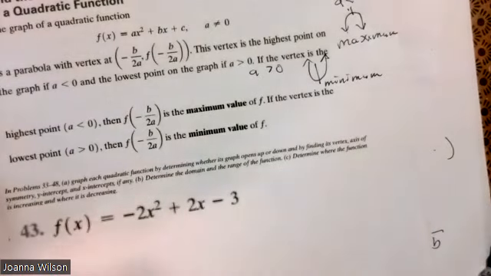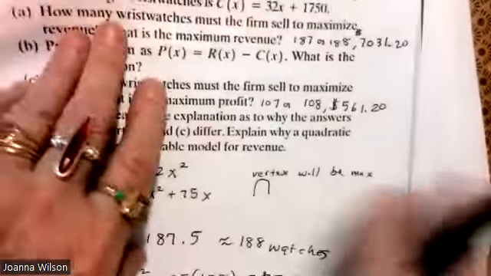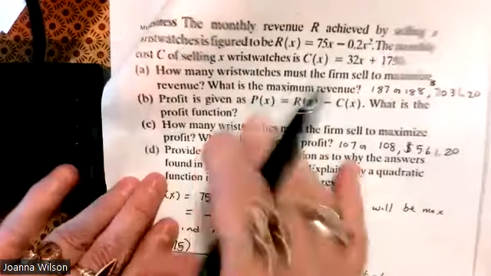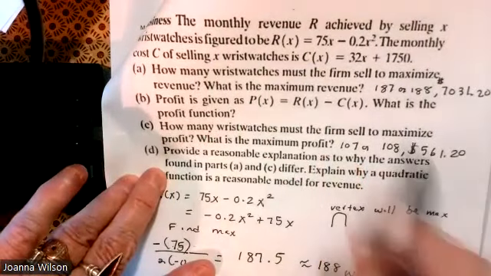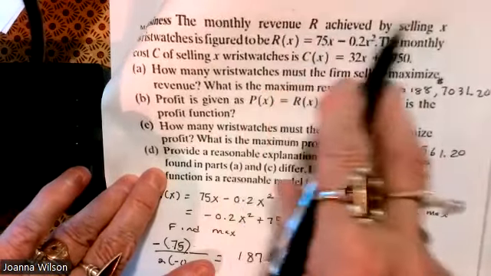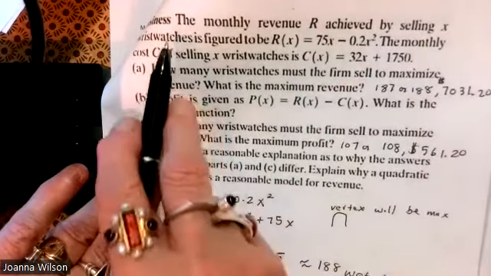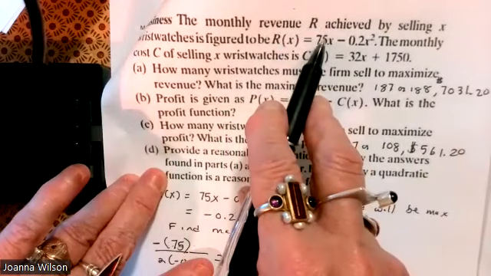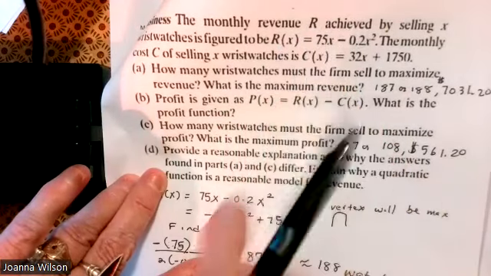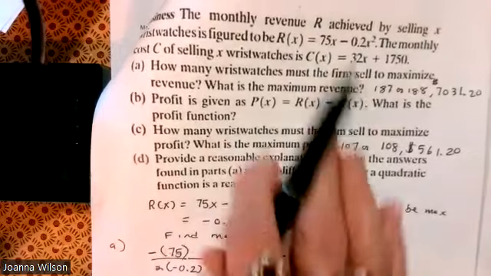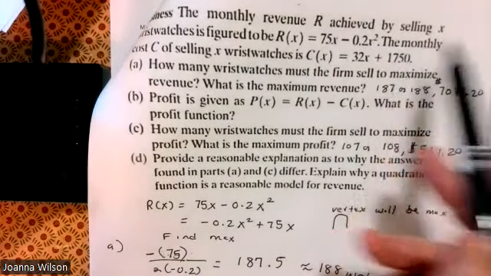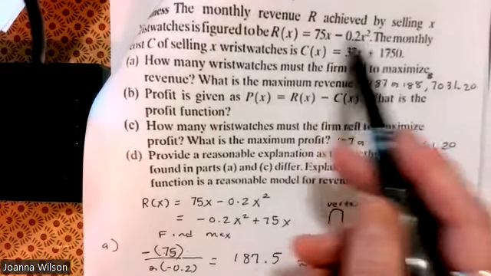So this is a word problem. It's got a lot of words to it, but it's not really that hard. It's a business application. The monthly revenue R achieved by selling x wristwatches is figured to be R of x equals 75x minus 0.2x squared. So revenue means the money that you're bringing in by selling these watches. So of course it depends on how many watches you sell.